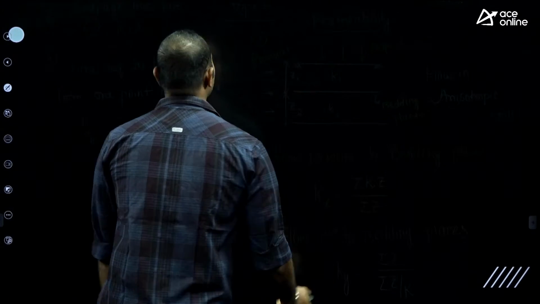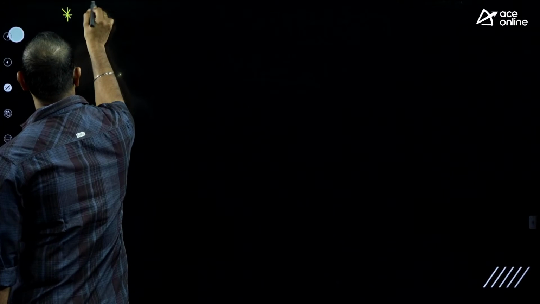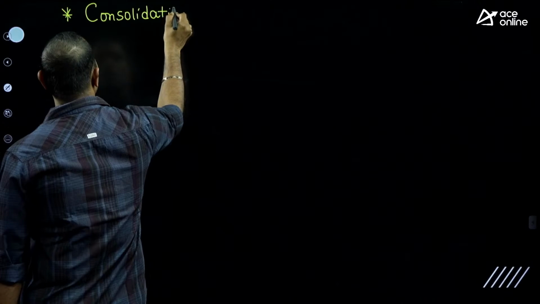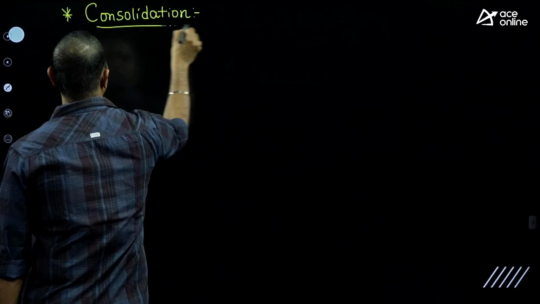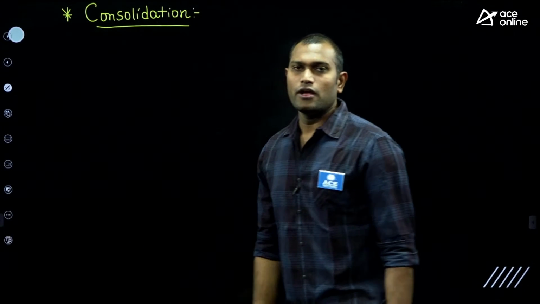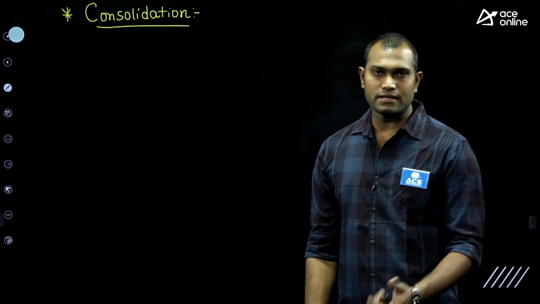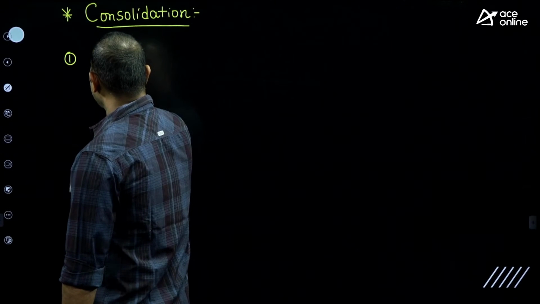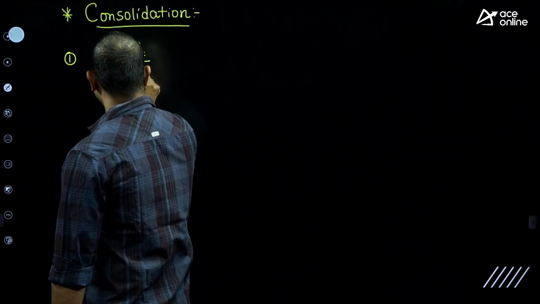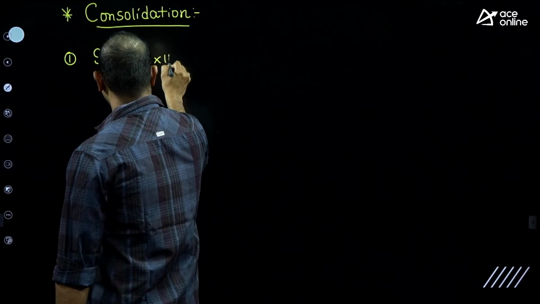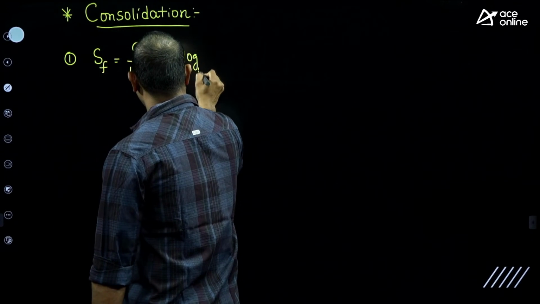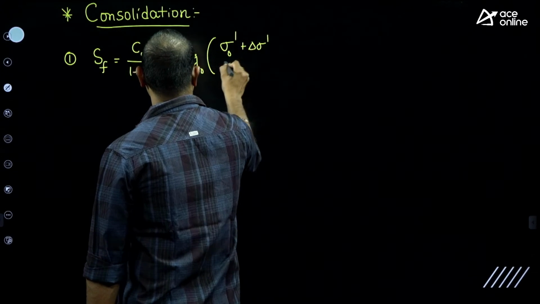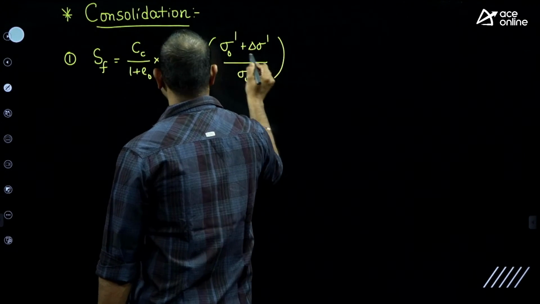Okay, so this is about permeability, and in the case of consolidation, the type of questions that we can expect is, first, to find the ultimate settlement. So ultimate settlement is Sf = Cc/(1+e0) x H x log10((sigma naught dash + delta sigma dash)/sigma naught dash).